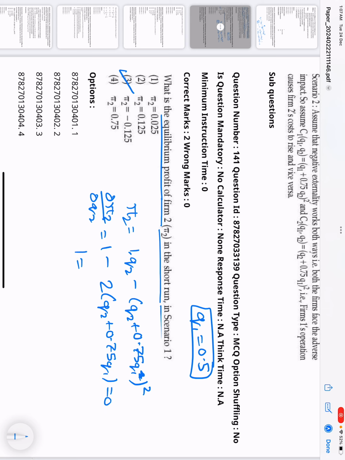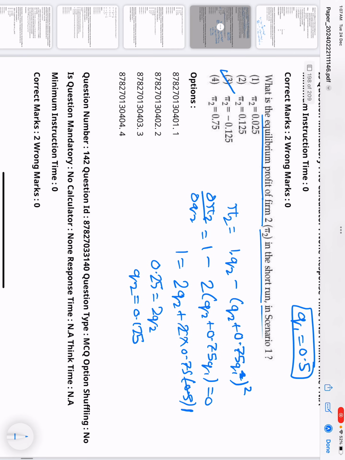So 1 should be equal to 2 times Q2 plus 2 into 0.75 times Q1, which is 0.5. So 2 into 0.5 would give you a value of 1. So 0.25 equals 2 Q2. So Q2 equals 0.125. Now profit 2, if you put Q2 here, it would be 0.125 minus (0.125 plus 0.75 into 0.5). 0.75 into 0.5 is 0.375. If you add 0.125 to it, you'll get 0.5.